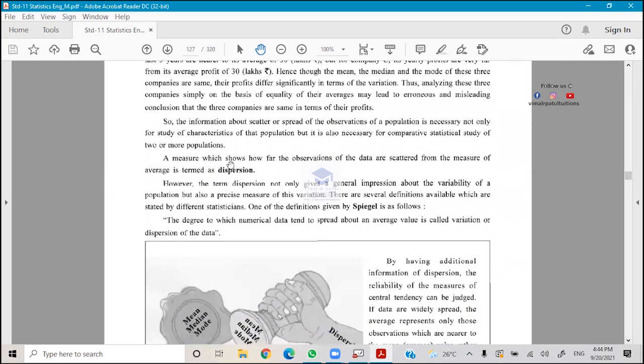So a measure which shows how far the observations of the data are scattered from a measure of average is termed as dispersion.